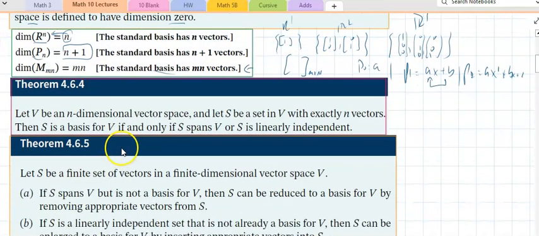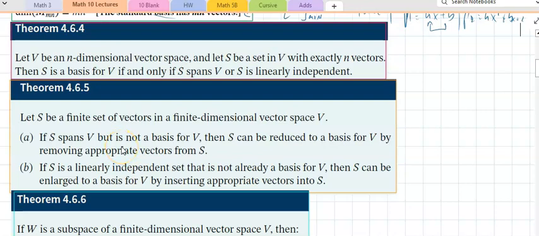Now theorem 4.6.6, those are just going to reinforce each other. They're not really that much different. Let V be an n-dimensional vector space, and let S be a set in V with exactly n vectors. So we're matching that. Then S is the basis for V if and only if S spans V or S is linearly independent. Now, if S is linearly independent, then pretty much automatically it's going to span. And if it spans all of it, then that must be linearly independent because you covered all the vectors in there.